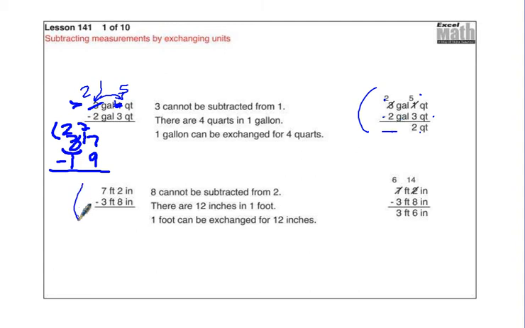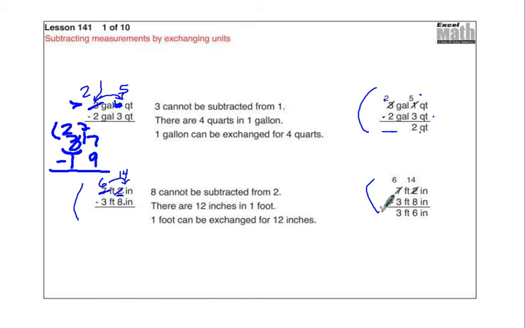Here's another example. We have 7 feet 2 inches minus 3 feet 8 inches. I can't do 8 away from 2, so I'm going to regroup from the 7, call that 6 feet, and when I move 1 foot over to this inch column, I'm actually moving 12 inches over to there. There's already 2 inches there, and so I'm going to make that 14 inches. And you see that done over here.